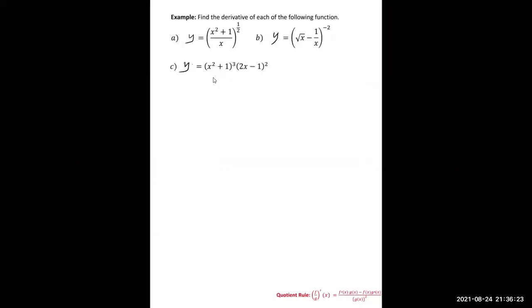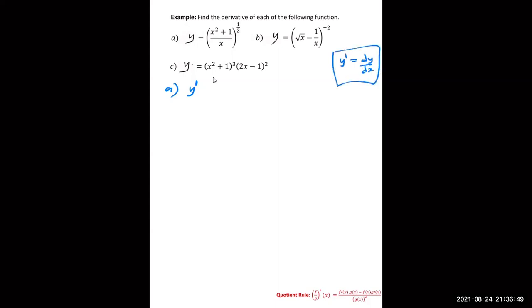Let's read the example first. Find the derivative of each of the following functions. Let's work on the first part, part a. How do you take the derivative of this function? By the way, the derivative of this function y is denoted by y prime or dy over dx. y prime is the same thing as dy over dx.